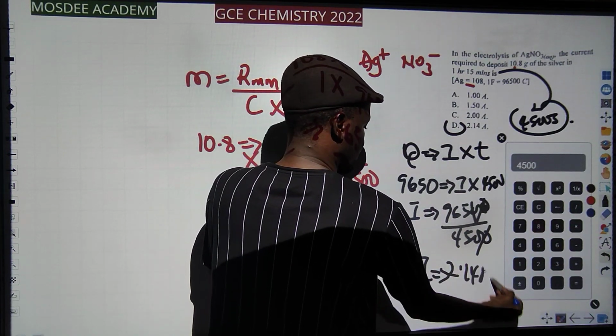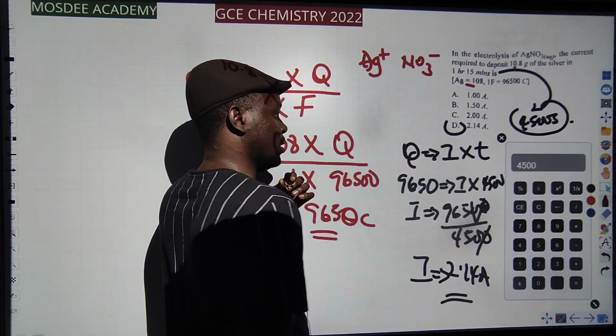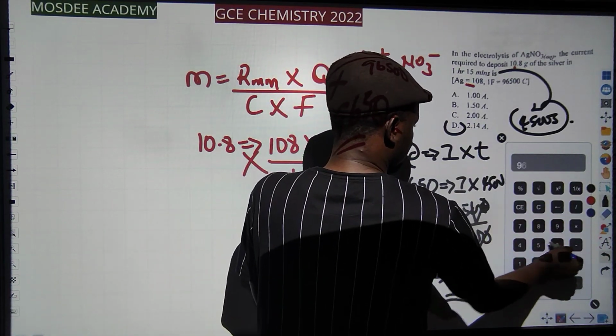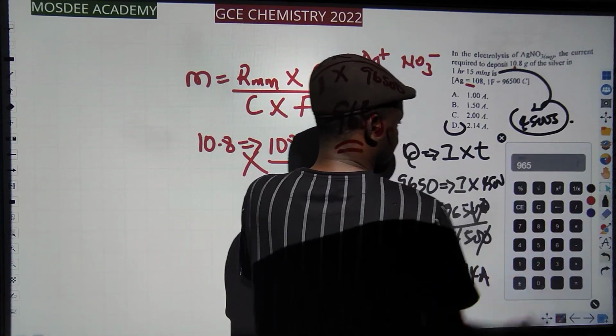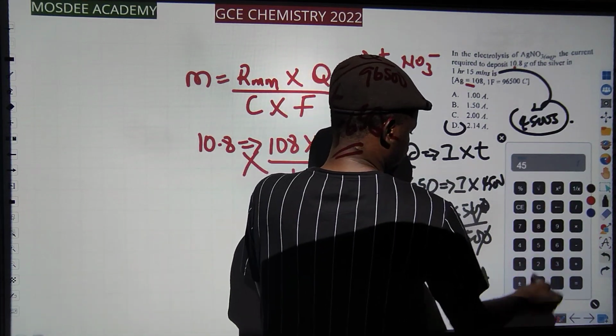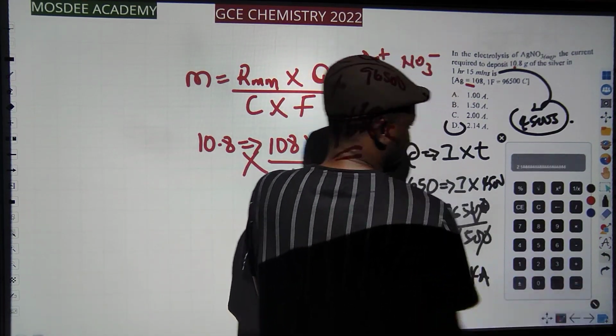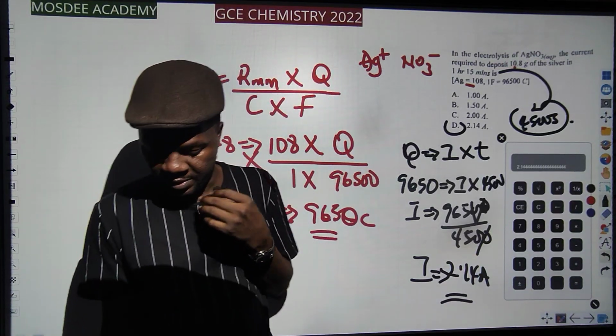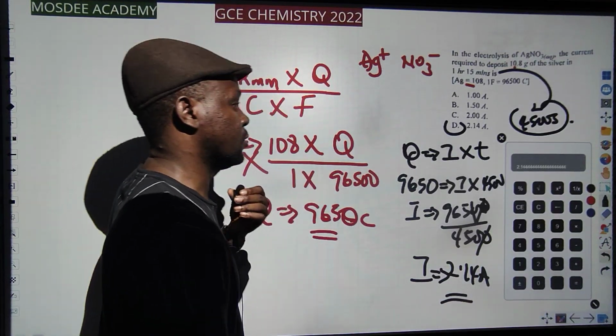What we can always confirm, because I am not a calculator, is 965 divided by 450. It's just that it's very easy sometimes. You can see 2.1444 repeating.